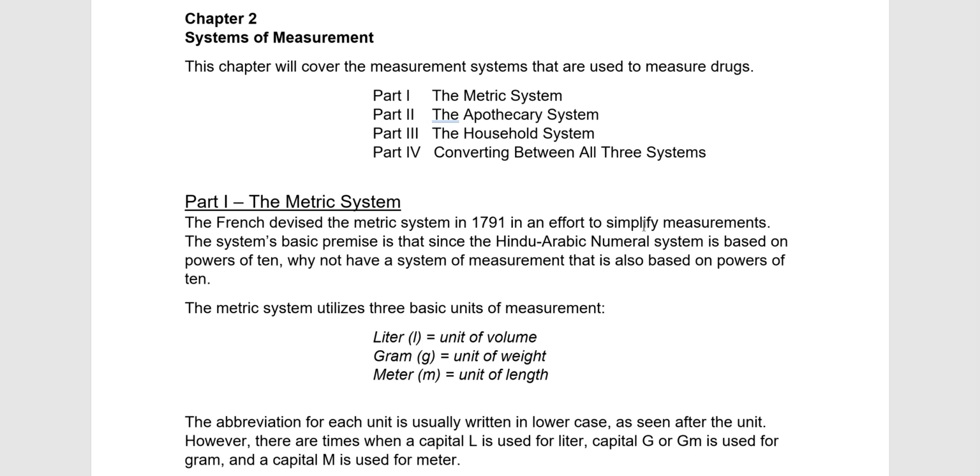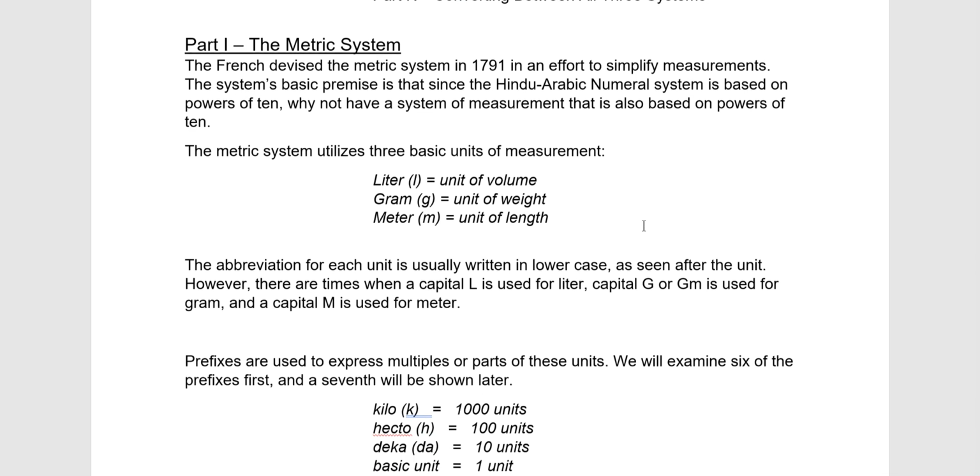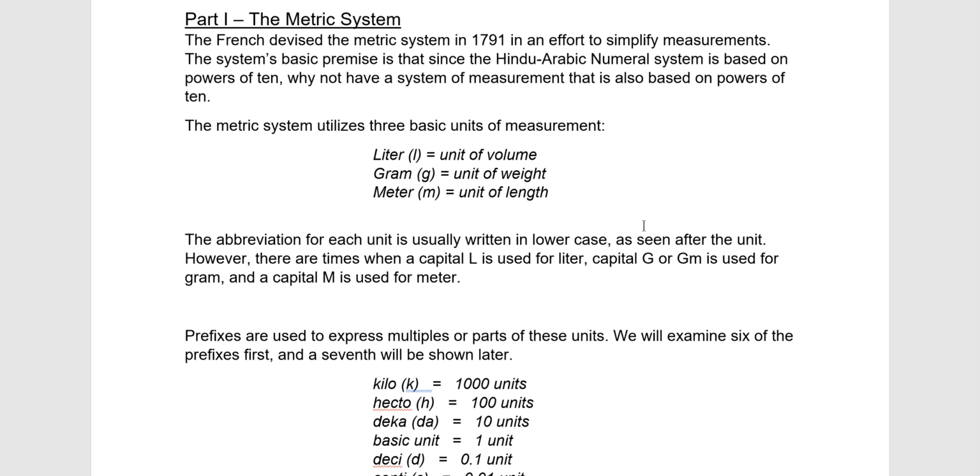Chapter 2 is systems of measurements. The measurement systems that we'll be going over in this section are the metric system, the apothecary system, the household system, and then we'll be doing the conversions between the three systems. Starting with part 1, the metric system.